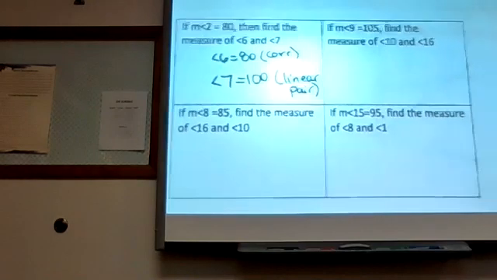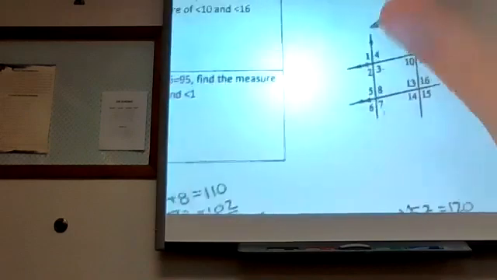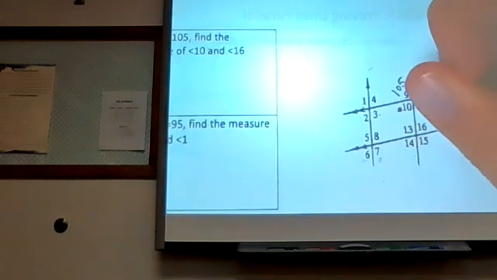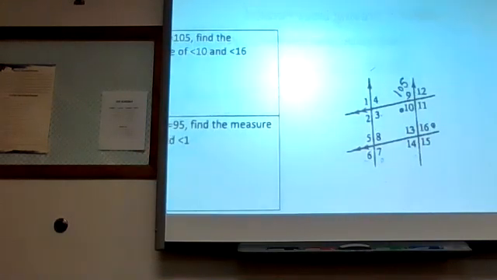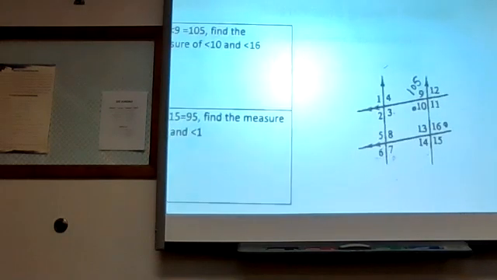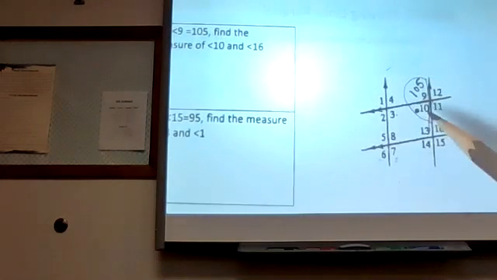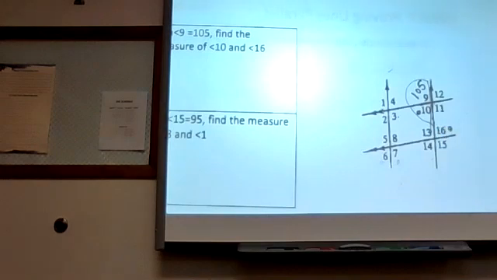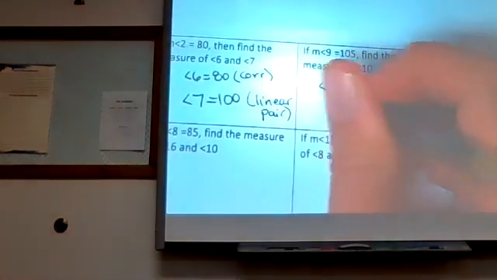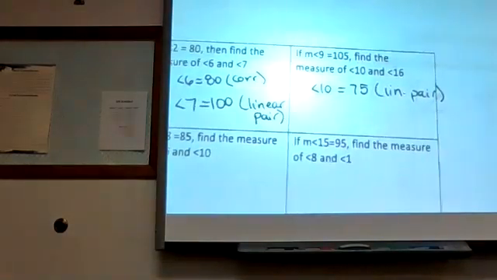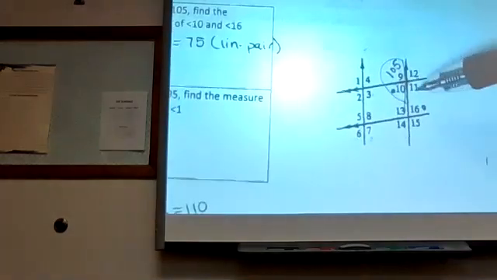Then it says, if angle 9 is 105, find angle 10 and angle 16. Which angle can I find first there? Yeah, 10 is the only one that's related to 9. So 10 and 9 create a linear pair, which means 10 must be 75. It's a linear pair.